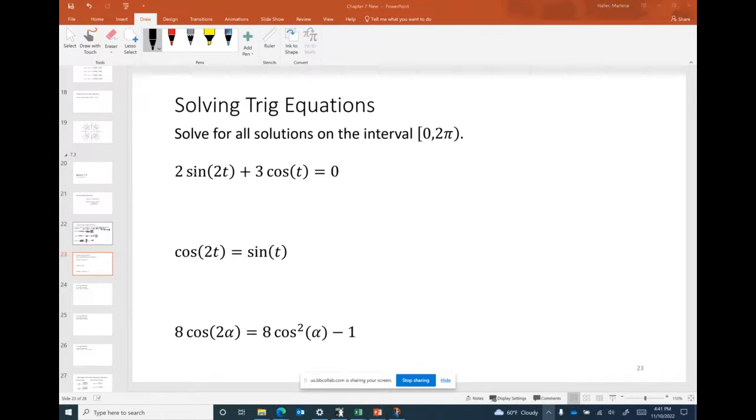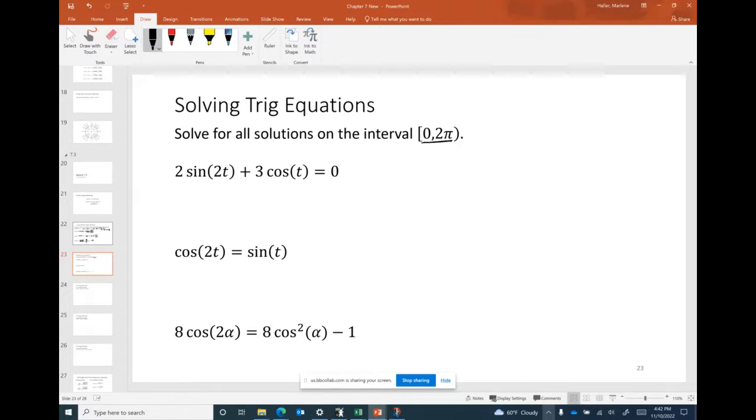All right, so let's look at some equations here. In the first one, we have 2 times the sine of 2t plus 3 times the cosine of t equal to 0. We're going to look for all the solutions over the interval 0 to 2 pi, so that's once around the unit circle. Now the problem with solving this equation is twofold. One problem is that I have different arguments. Another problem is I have different trig functions.